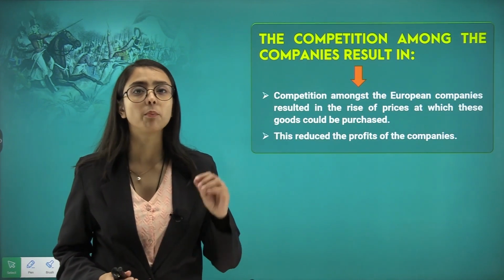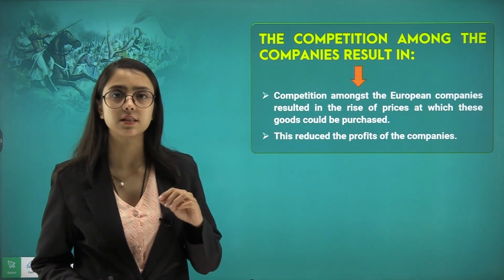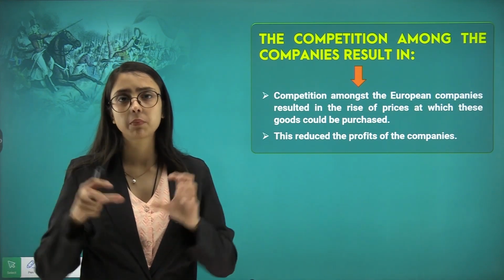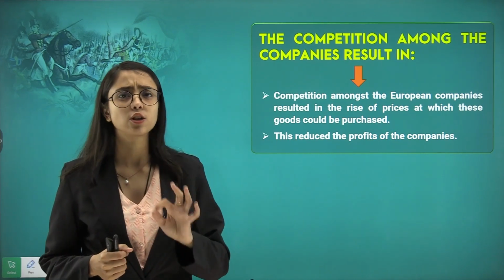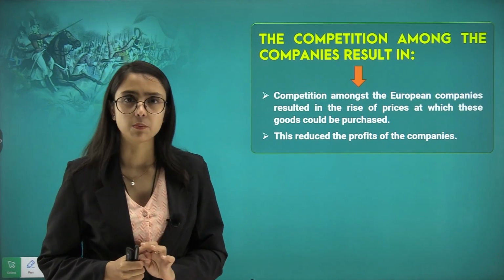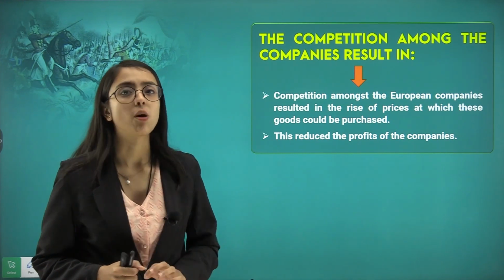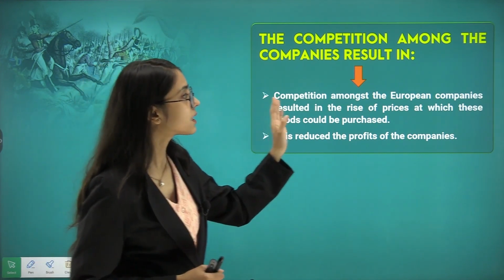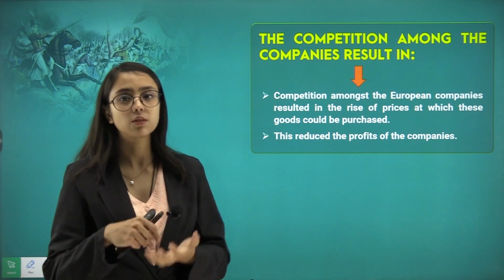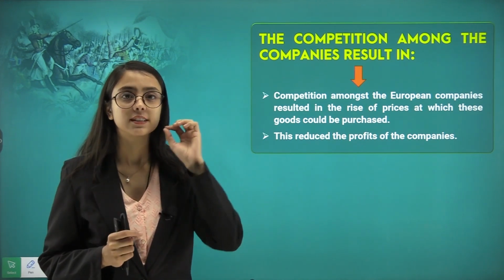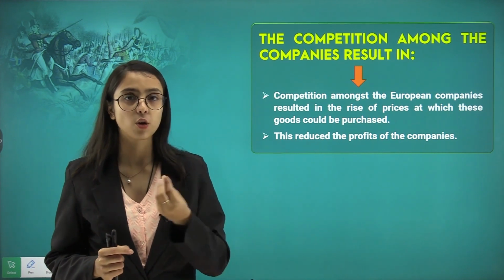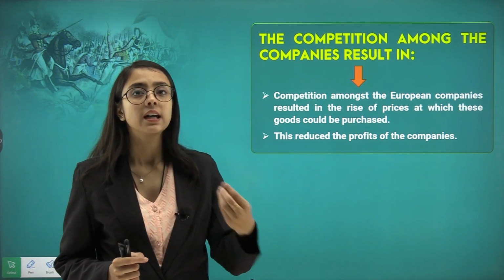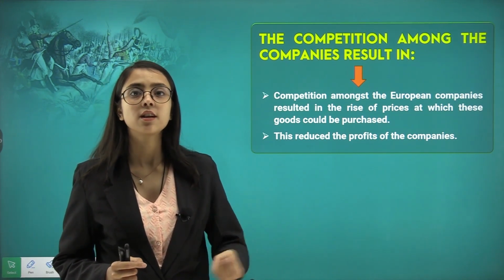Now, the competition among the companies resulted in... Of course, there were so many companies coming from different parts of the globe, different countries of Europe. There was some kind of competition among them. So what was the competition? The competition was among the European companies coming from different countries. So this resulted in a rise of prices. The prices of these commodities that they used to purchase from the Indian dwellers, Indian vendors, rose.